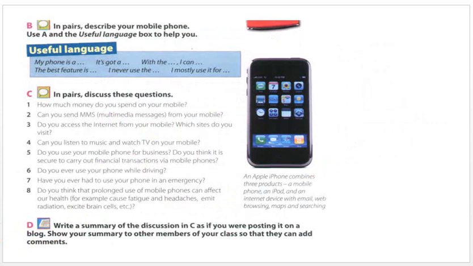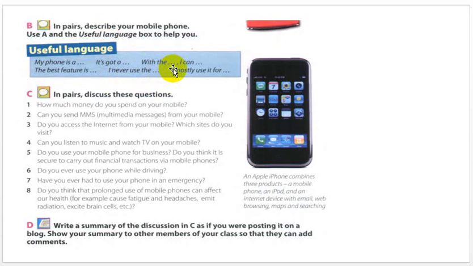Describe your mobile phone use in A, and use the useful language box to help you. You can use this useful language to describe your mobile. My phone is a Galaxy. The best feature is it has different apps. It has got a camera, a built-in camera. I never use my phone to play games.